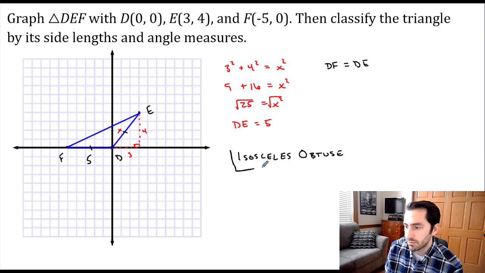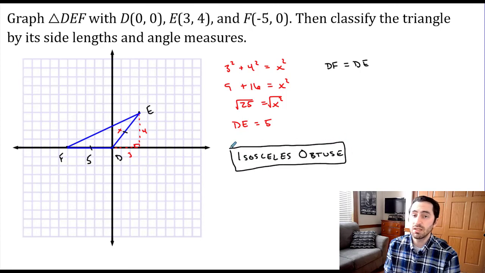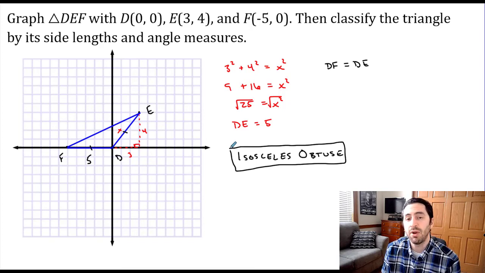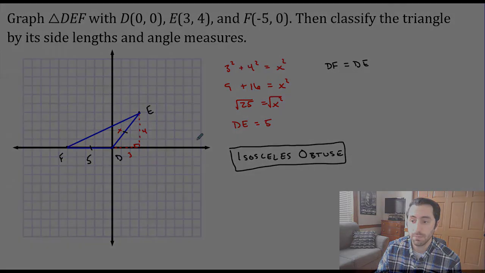So there we go. Again, the methods that we're using here, we can use the distance formula or the Pythagorean theorem to find the length of segments and then compare them to each other. We can use the slopes of our sides to take a look at how big our angles are, and the combination of all that allows us to classify these triangles in the coordinate plane.